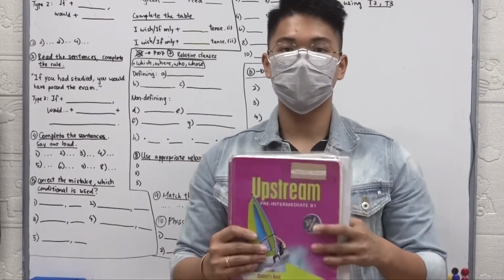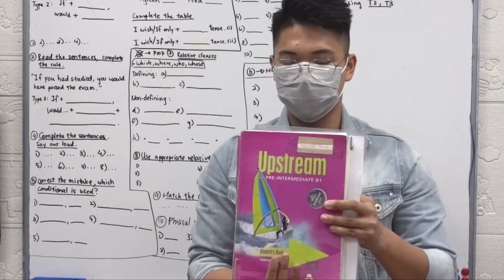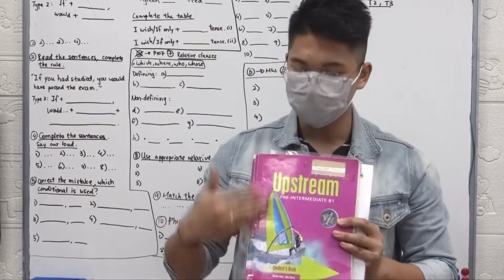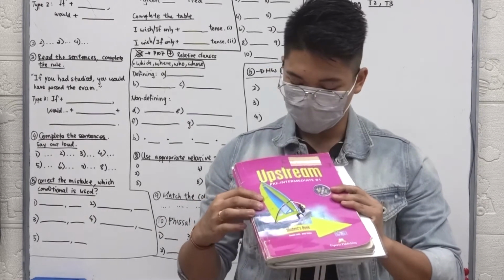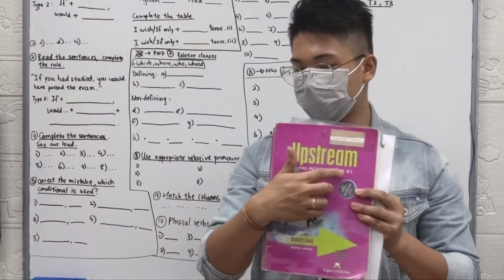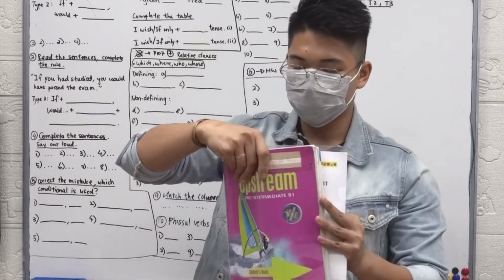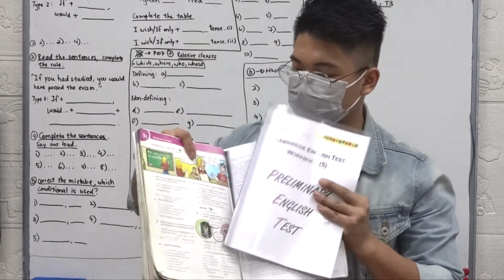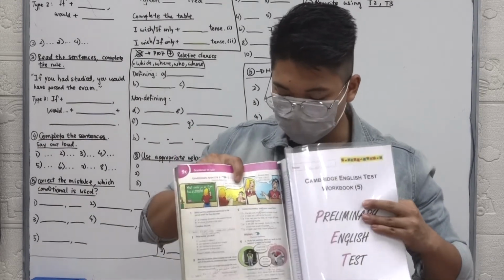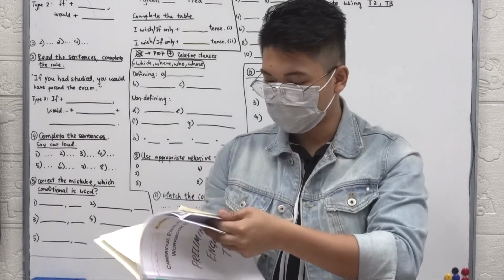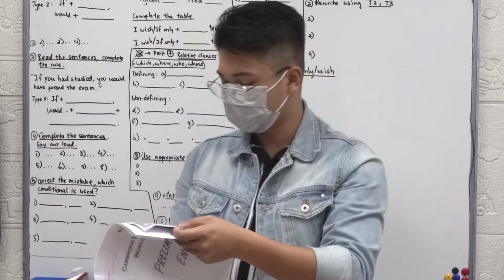Hello everybody, today we are going to do our PET class. Remember, we're using this purple book, pre-intermediate, B1. For our student book, we will have 2 pages, 105 and also page 106, so just 2 pages, very easy.